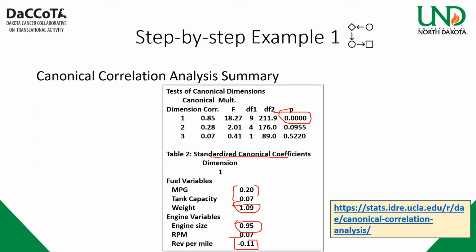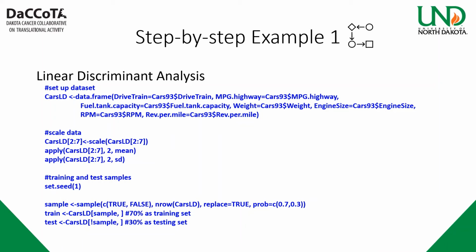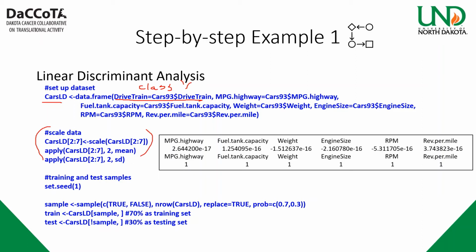So really great stuff. Okay, let's switch over to linear discriminant analysis. So now we're going to set up a different data set. We're going to have our cars, and we're going to call it LD for linear discriminant. Now we want to keep drivetrain in here because that's going to be our class Y variable, and then all these other X variables that we have in here. For linear discriminant analysis, it's recommended to scale, so we're going to scale it. And then we have a mean of essentially 0 and a standard deviation of 1.